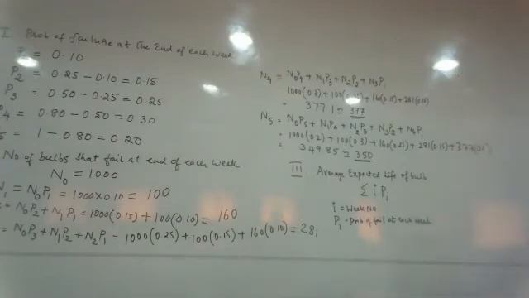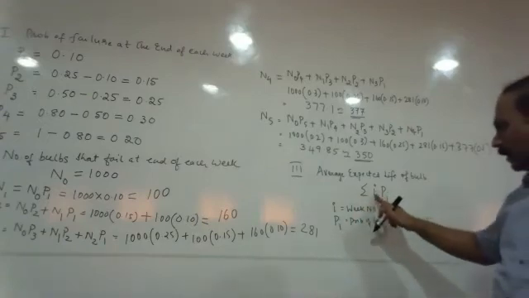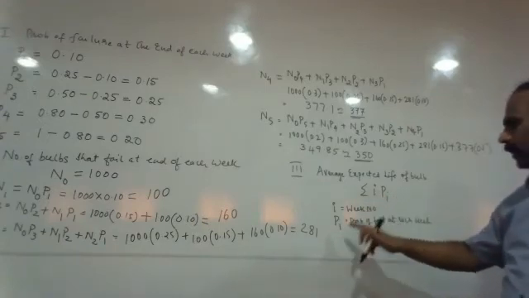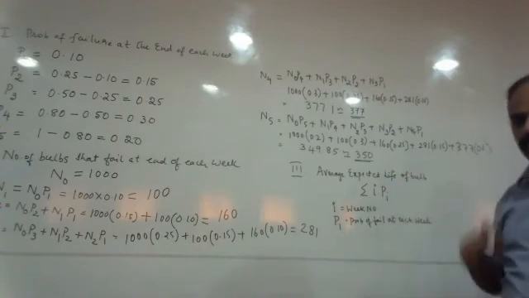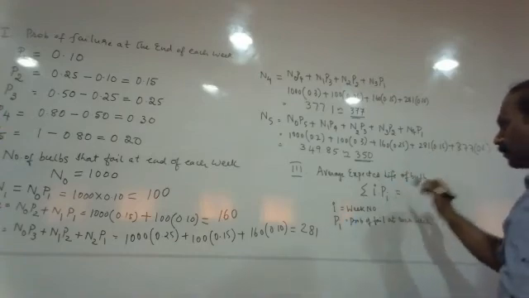There are two symbols to be used here. The first one is I, which refers to week number, and Pi refers to the probability of failure at the end of each week. Okay, now let me expand this.